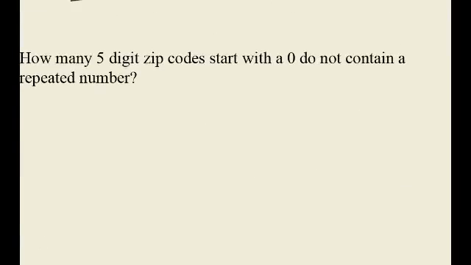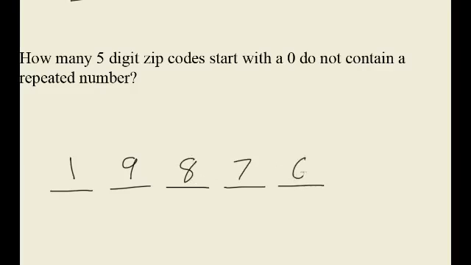And lastly, how many 5-digit zip codes start with a 0 and do not contain a repeated number? All right, so let's draw our 5 blanks. Now it has to start with a 0, so we only have one choice there. We know that one's a 0. Now this second box can be any number except 0, because we already used a 0 in that first spot, which means that here we've only got 9 choices. The third spot can't be either of the first 2 numbers, so that's 8, and then 7 and 6.